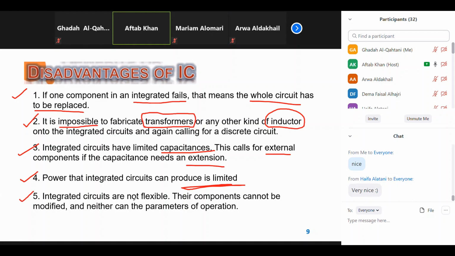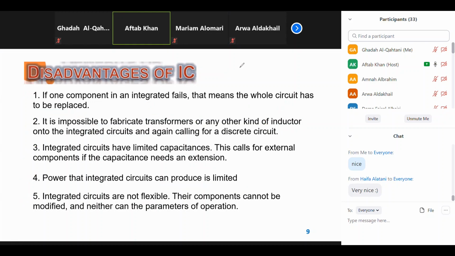Integrated circuits are not flexible. The circuit is actually designed during the manufacturing process, and it is inbuilt. Later on we cannot change or modify anything, so it is rigid basically. Their components cannot be modified, and neither can the parameters of operation. So these are the disadvantages of IC technology.